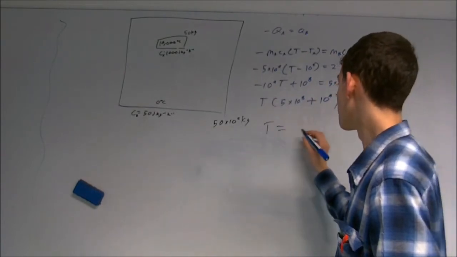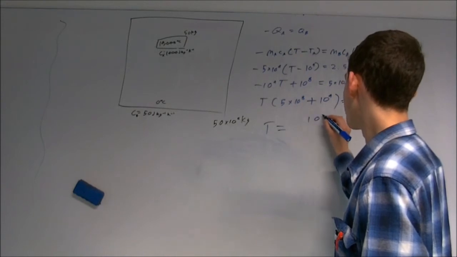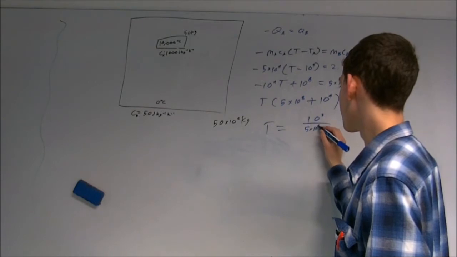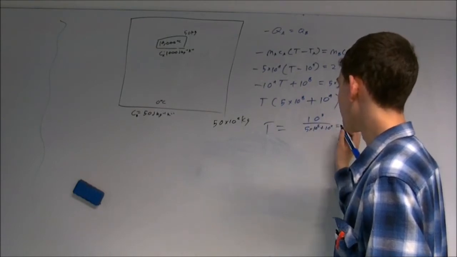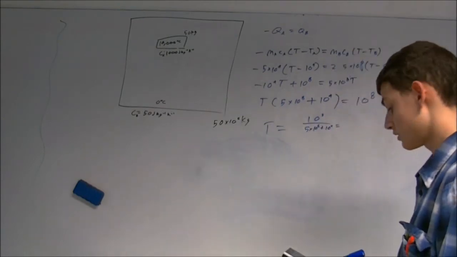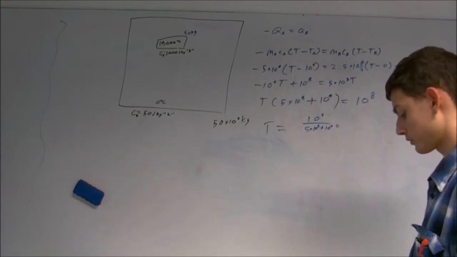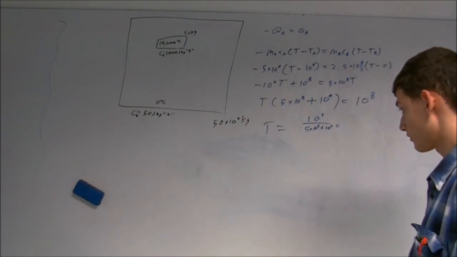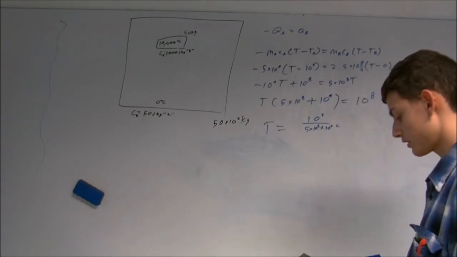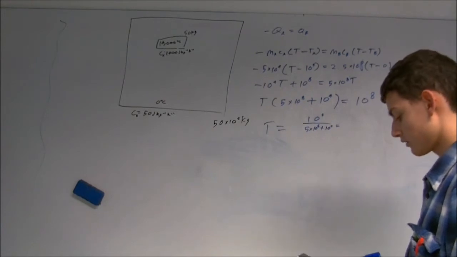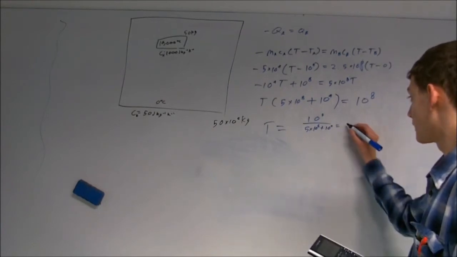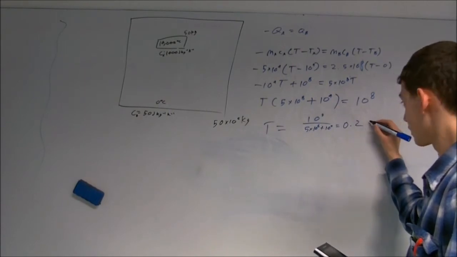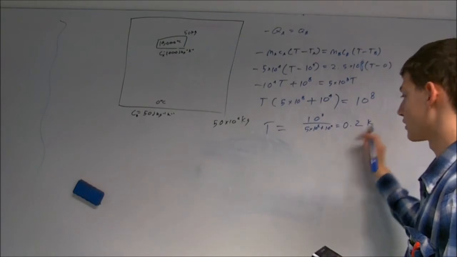and T equals 10 to the 8 over 5 times 10 to the 8 plus 10 to the 4 equals, and hopefully I didn't leave anything out or misdo anything, over 5e8 plus 10 to the 4th is 0.2, not Kelvin, Celsius.